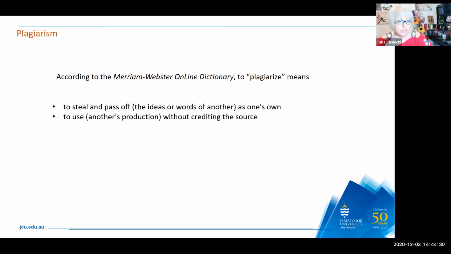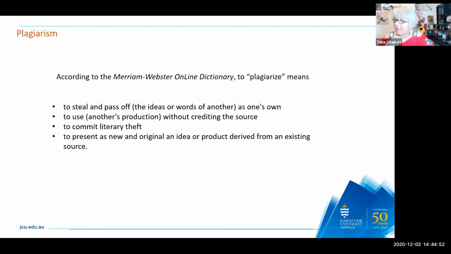To use someone's work, even as short as one sentence, without crediting the source, without actually saying who said that sentence. To commit literary theft, that would probably be very obvious as well. We just take someone else's work. And this is based on the dictionary definition, by the way: to present as new and original an idea or product derived from an existing source.